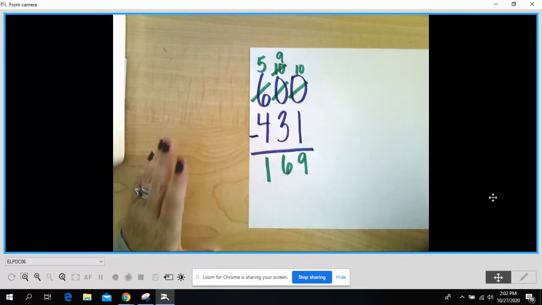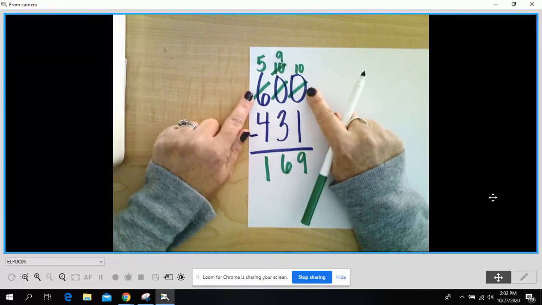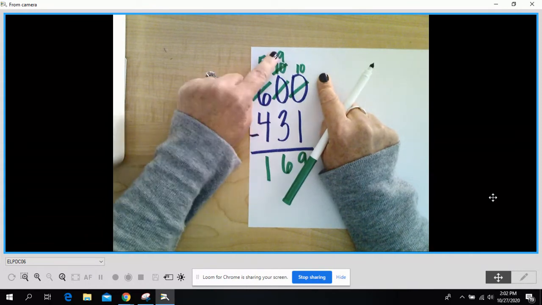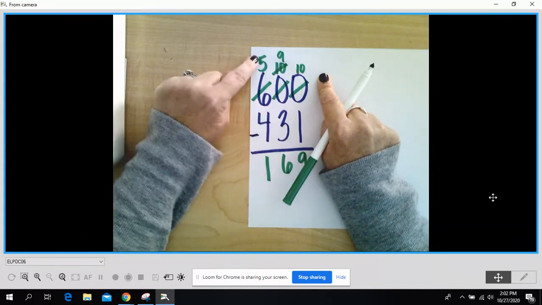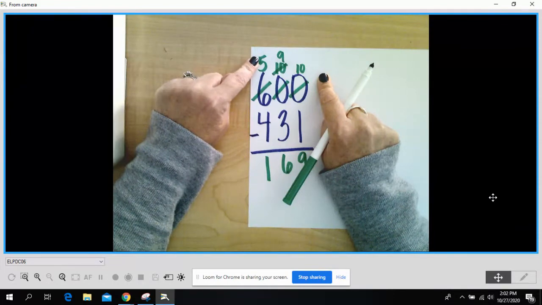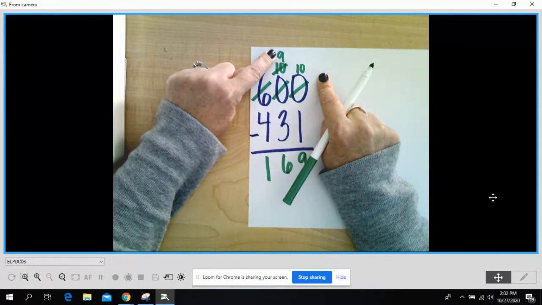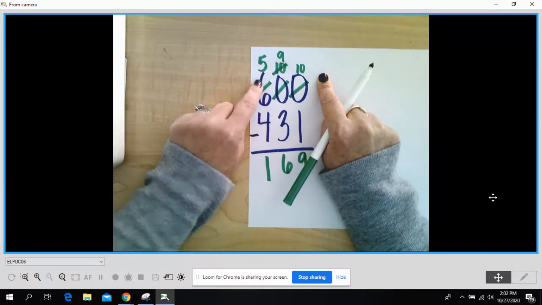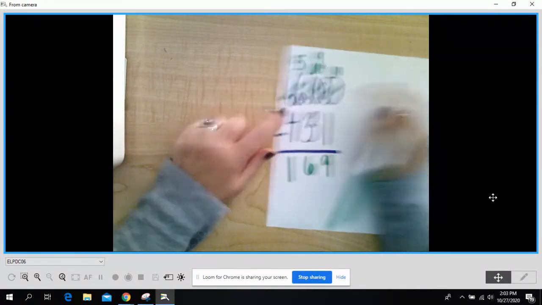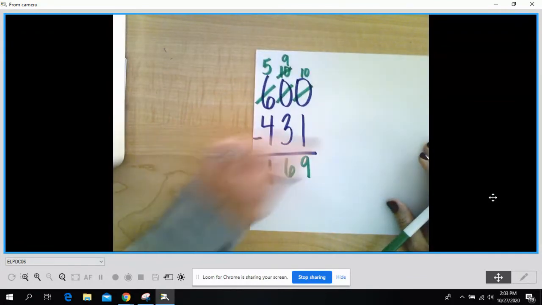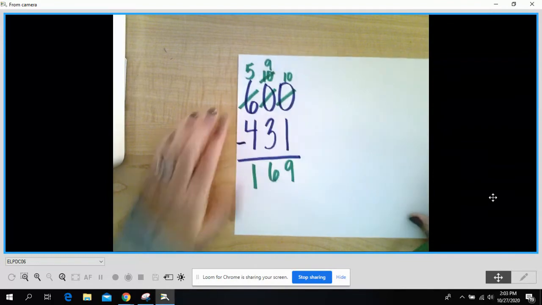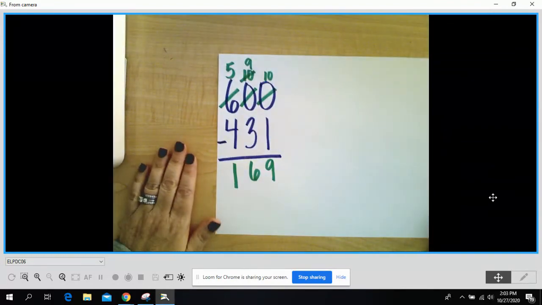So let's talk about really quickly our starting value here. It was 600. Is that correct? All I did was some regrouping. So I have 500s, 9 tens, and 10 ones. The value of 500s is 500. The value of 9 tens is 90. And the value of 10 ones is 10. 500 plus 90 plus 10 still equals 600. So remember, in my regrouping, I don't change the value. I just move things around so I can do my subtraction.